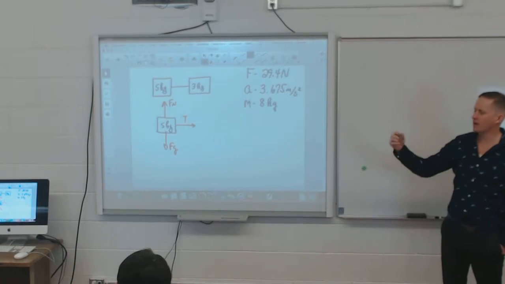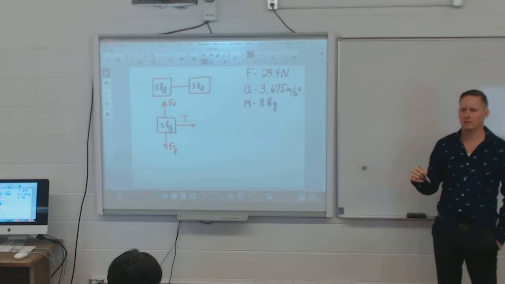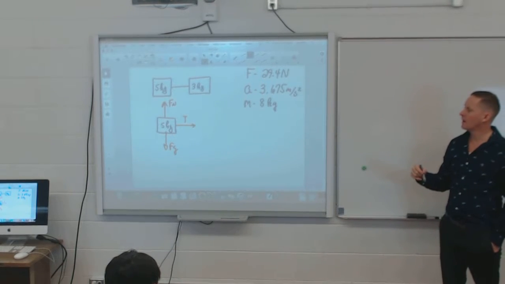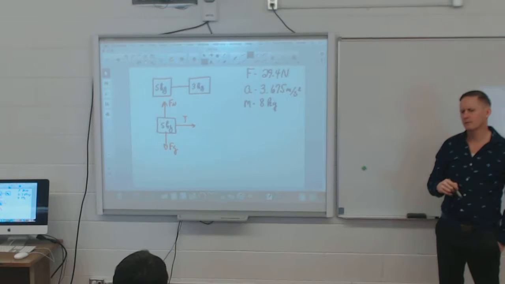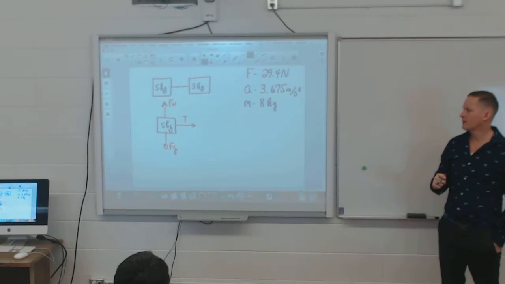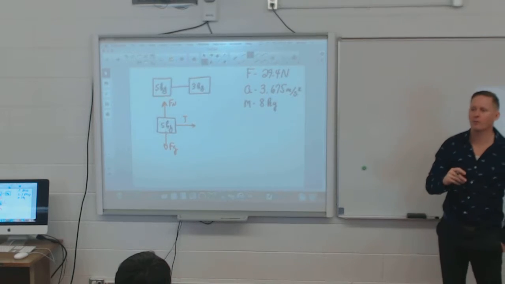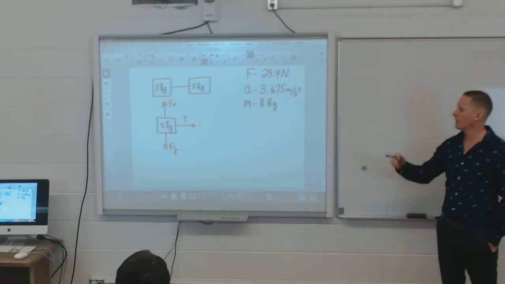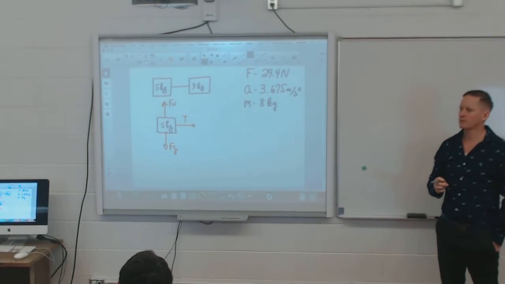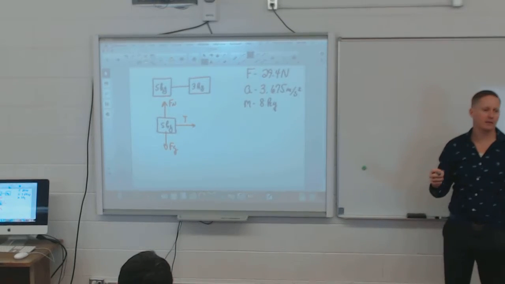Okay, so then how do I calculate what the tension force is? 9.8 times 5. How come 9.8? That's force of gravity. I want to find the tension force, not the normal force. So how do I find the tension? I don't have force of friction. I only have one force acting on it, tension.